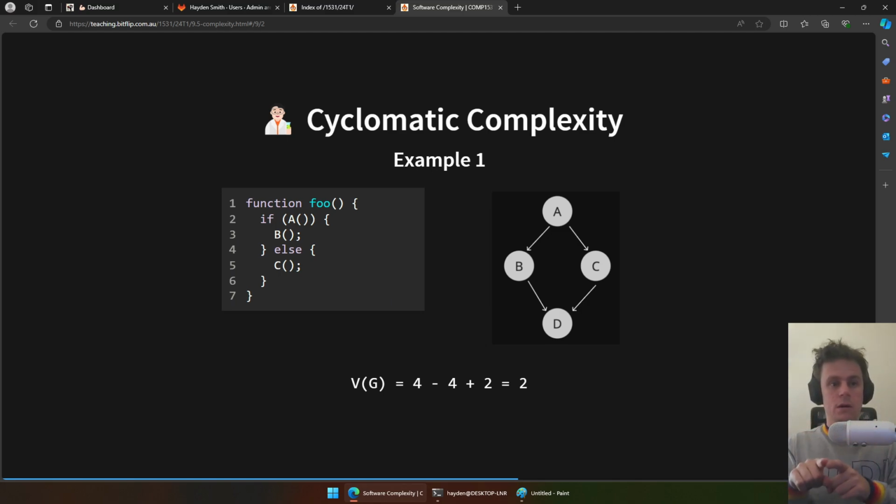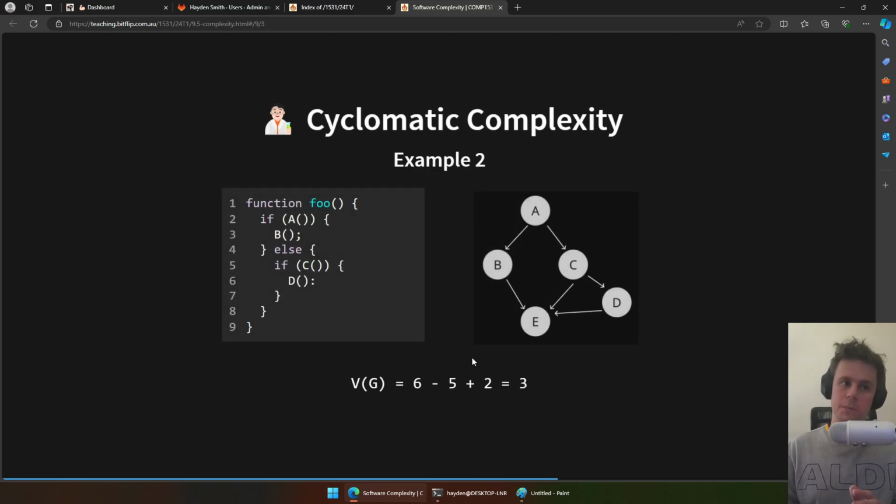When we represent that as a graph like that, we can count the nodes, 4 nodes. We can count the edges, 4 edges. And then we can add 2, which gives 2. Now the cyclomatic complexity is essentially saying, how many possibilities are there through this code? And we say there's 2. There's only 2 ways this can go. That way, left or right.